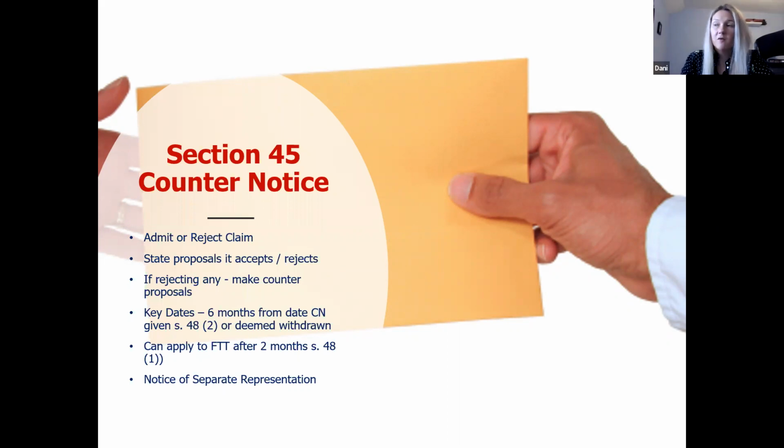For anything that the landlord rejects, they need to make a counter proposal. So they can't simply just reject it, saying I don't agree with your premium, and not make any counter offer. Otherwise, it looks as though they have accepted it. So for a rejection of the premium, they need to make a counter offer.